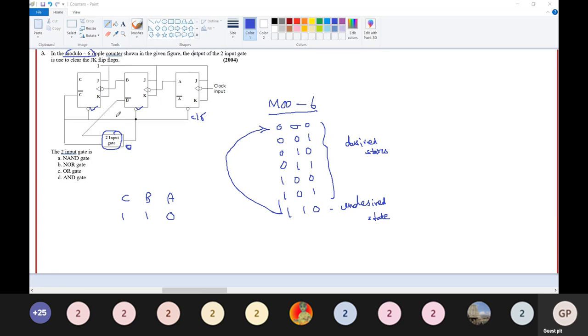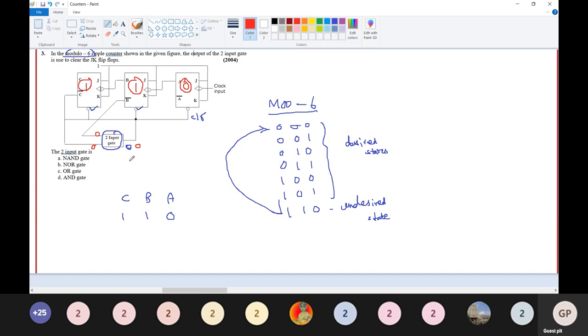So if it is 1, so input here, 1, 1, 1, and 0. So this is the state. When the counter comes to this state, C dash is going to be 0, and B dash is going to be 0. So the output delivers 0. This functionality happens only in the OR gate.